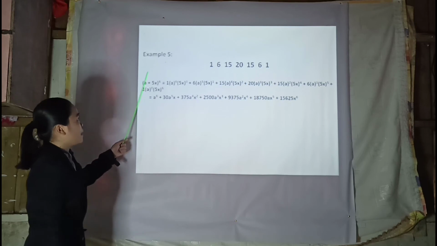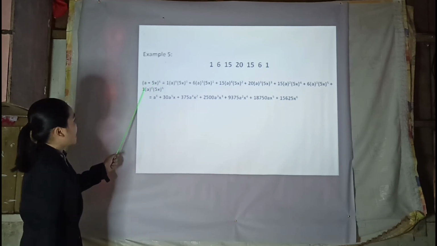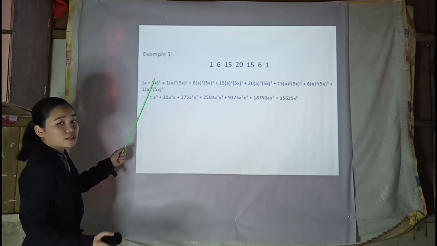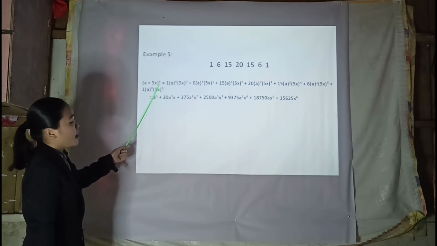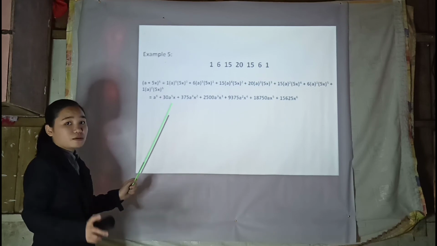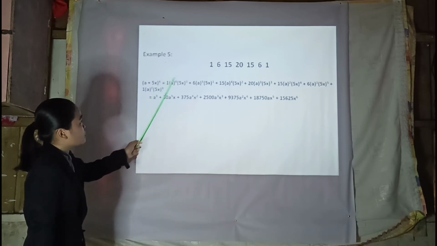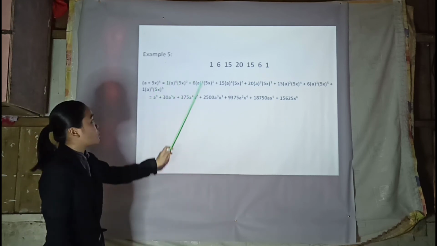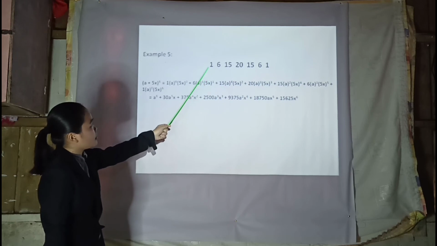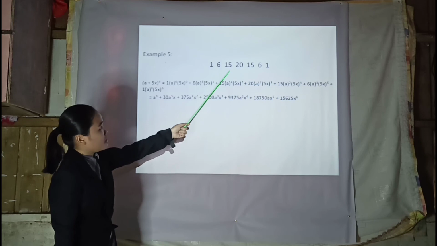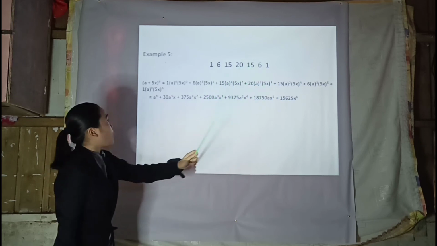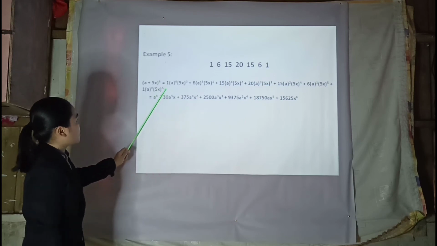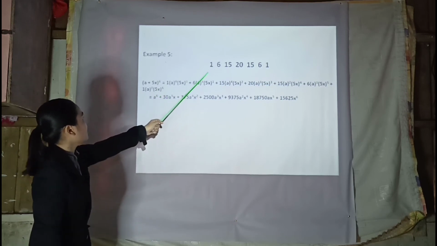Okay, for example 5. Our given here is a plus 5x raised to 6. Since our n here is 6, n plus 1, the number of terms in our answer is 7. From the Pascal's triangle that we are using, the coefficients of row 6 are 1, 6, 15, 20, 15, 6, and 1.